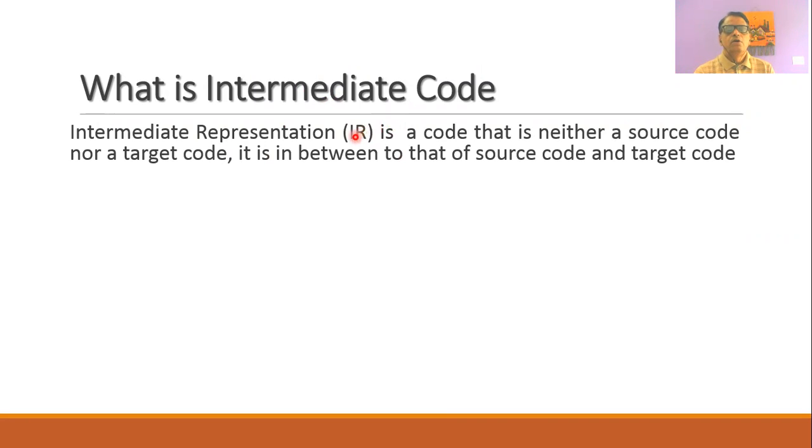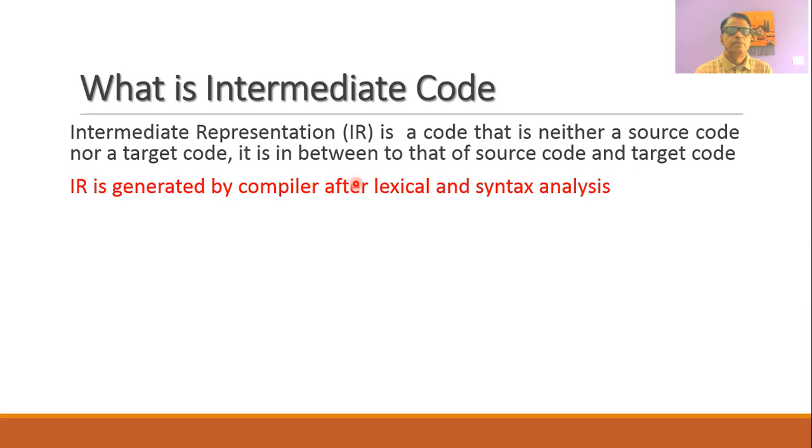Intermediate code, or sometimes we say intermediate representation, IR, is a code that is neither a source code nor a target code. To the input of the compiler, we supply the source code written in a high level language, and at the output, we get a code that is called the target code. Intermediate code is in between the source code and the target code, and that is the reason this code is called an intermediate code.